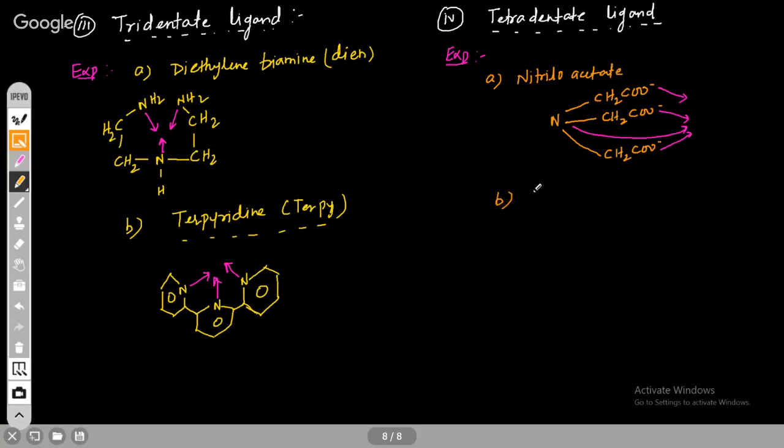D. Triethylene tetraamine. Triethylene, 3 ethylene groups will be in this, and 4 amines, tetraamine.